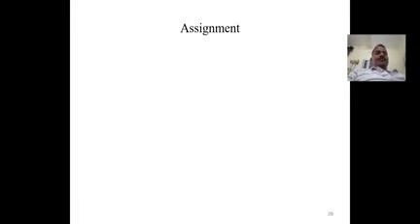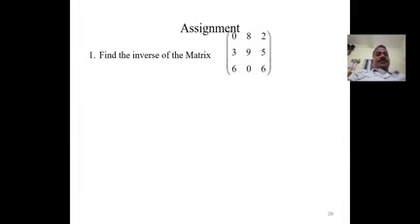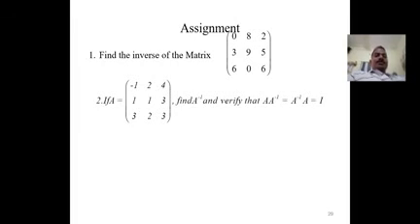Some of the assignment problems. Find the inverse matrix of A equal to [0 8 2; 3 9 5; 6 0 6]. Next, if A is equal to [-1 2 4; 1 1 3; 3 2 3], find A inverse and verify that A into A inverse equals A inverse into A equals identity.